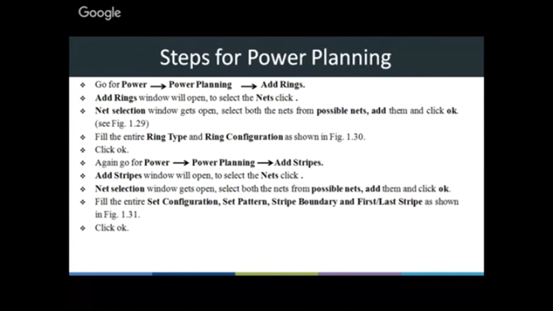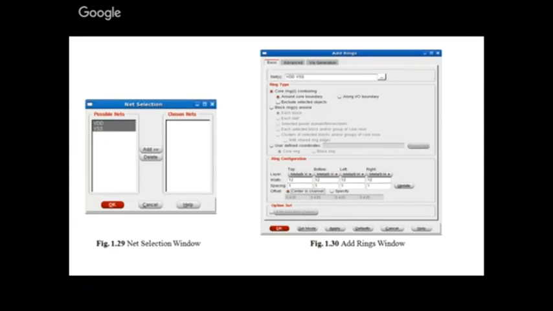Then here we have to select the nets. In the design import window, there are two types of net that we specify: one is VDD and one is VSS. So in that case we have to select both nets. The net selection window will open. We will select both nets from the possible nets, VDD and VSS, add them, and press OK. When we press OK, the nets in the Add Rings window will show VDD and VSS already selected.